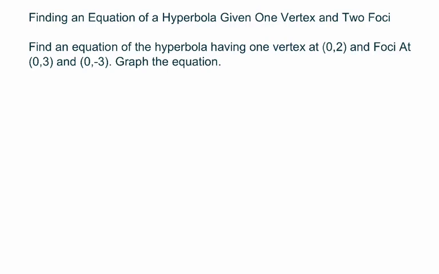In this video, we're going to be finding an equation of a hyperbola given one vertex and two foci. We'll find an equation of the hyperbola having one vertex at (0, 2) and foci at (0, 3) and (0, -3). Then we'll graph the equation.